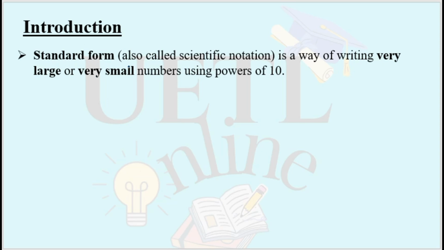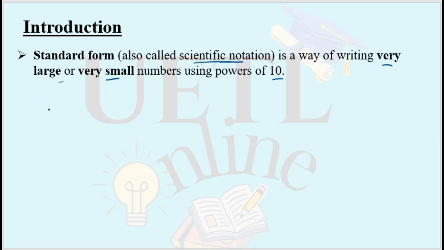Standard form is also called scientific notation. It is a way of writing very large and very small numbers using powers of 10. So this is the definition. Let me show you what it does. It means that if you are given a large number, it is a way of writing it in powers of 10.